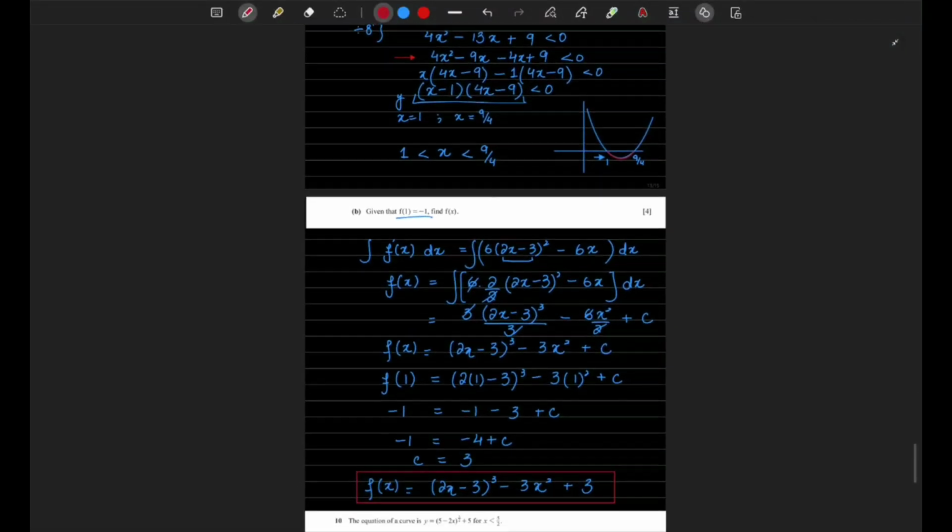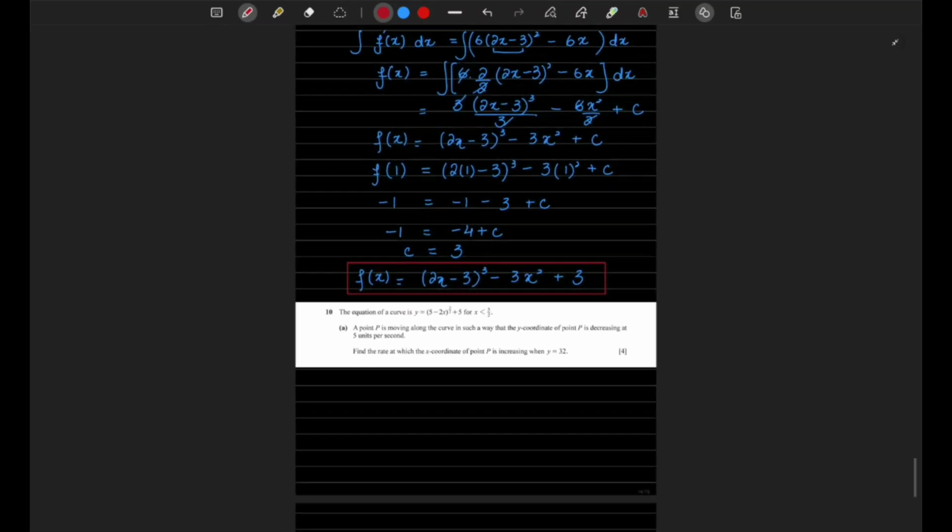Okay, so question 9 is done. Now question number 10. The equation of a curve is y equals (5 minus 2x) to the power 3 over 2, plus 5, for x less than 5 over 2. A point P is moving along the curve in such a way that the y coordinate of the point P is decreasing at a rate of 5 units per second. Find the rate at which the x coordinate of point P is increasing when y equals 32.